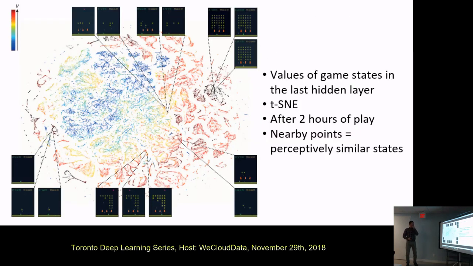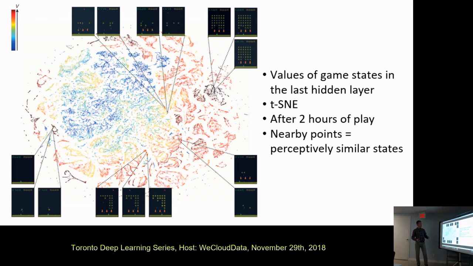What they did was they looked at how the values of different states in the game are represented in that last hidden layer. And the states are, again, screenshots of the game, and the blue dots are low value states, and red dots are high value states, even more so as you go.